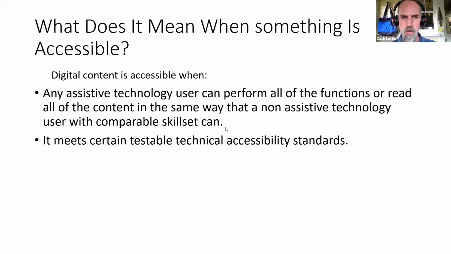The other way to think about accessibility is, the first way is the functional way. The second way is the conformance way. The conformance way is more like it meets certain testable technical accessibility standards. And that is what we talk about when we talk about Web Content Accessibility Guidelines, or WCAG.